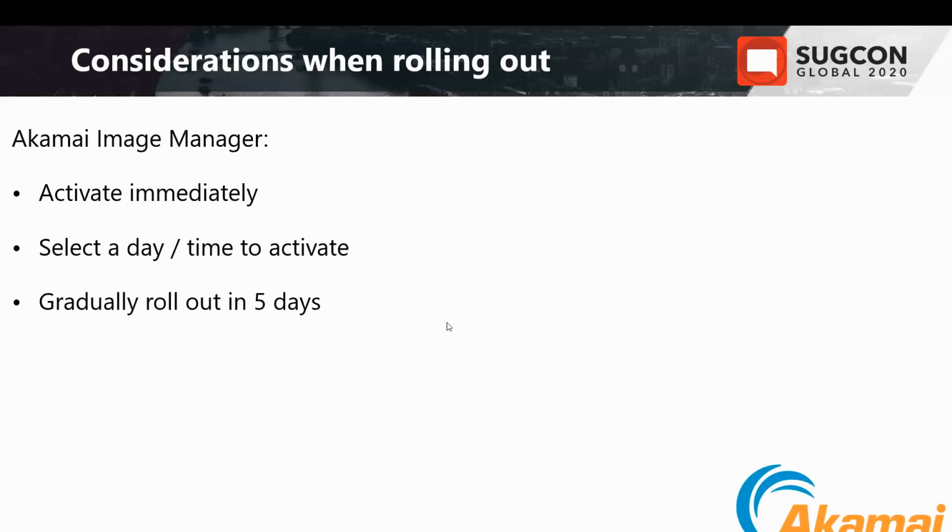From an Akamai perspective, there are 3 options to activate. You can activate immediately, just like how you're doing with CloudFlare, or you can select a date and time to activate. So in Akamai, you just pick a date and time and then hit activate, and then it activates in a quiet period of time. Or you can just say gradually roll it out in 5 days.